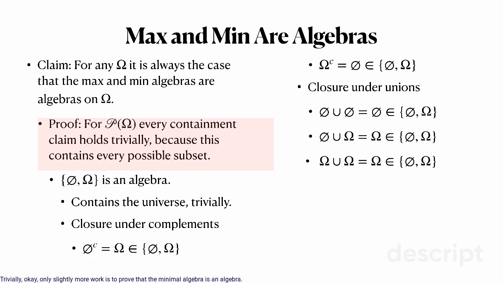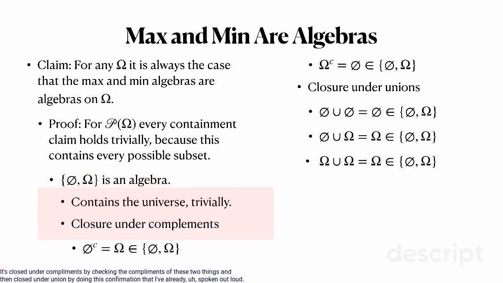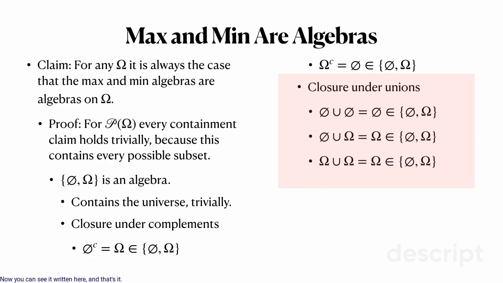Okay. Only slightly more work is to prove that the minimal algebra is an algebra, but you really just run through the confirmation that I've already run through for you in that first example, or maybe the second example, but anyway, which is: it names the universe trivially. It's closed under complements by checking the complements of these two things, and then closed under union by doing this confirmation that I've already spoken out loud, and now you can see it written here. And that's it.